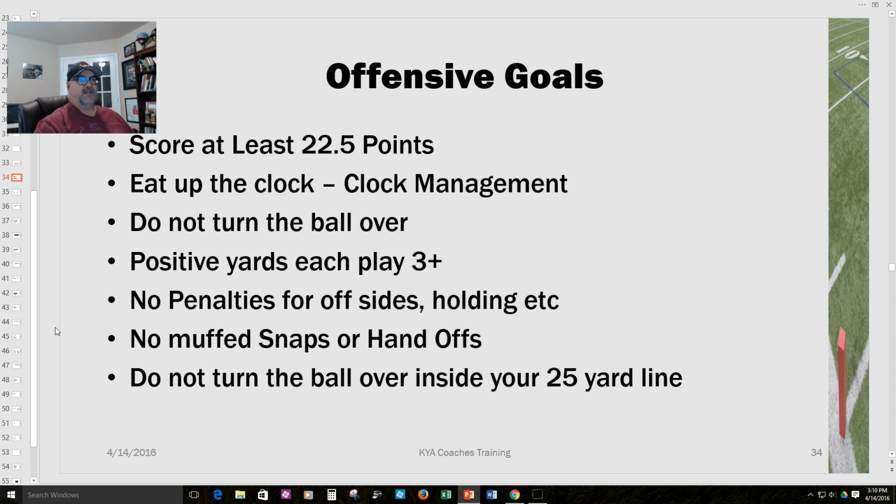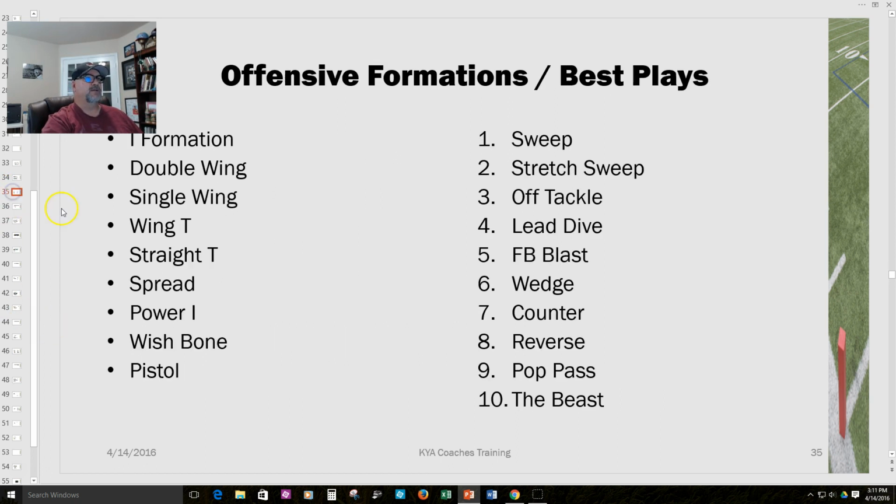No muffed snaps or handoffs. Just not turning the ball over. And the key for us, probably because I'm a defensive coach, is that I don't want to give the ball back to the other team within our 25-yard line. Even the 30-yard line, that's tough on your defense, not to let them score just by a sheer luck play. So you really want to get outside that 25-yard line if you can. And those are my base offensive goals that I go into every game with.